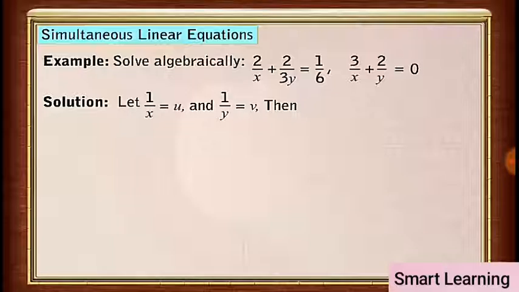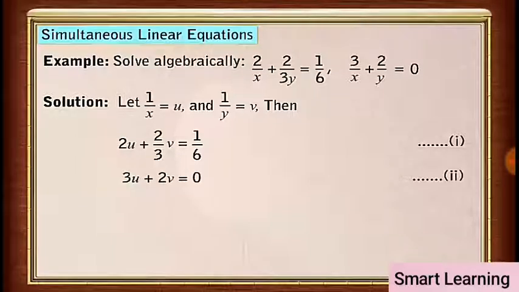Let 1/x = u and 1/y = v. Then, substituting 1/x and 1/y in the equations, in the first equation we get 2u + (2/3)v = 1/6. Doing the same in the second equation, we get 3u + 2v = 0. Calling this equation first and this equation second.